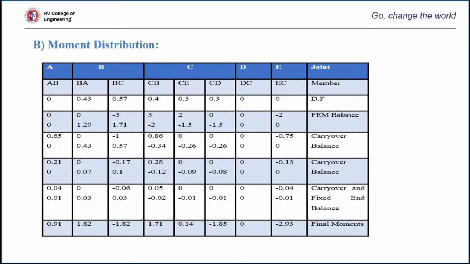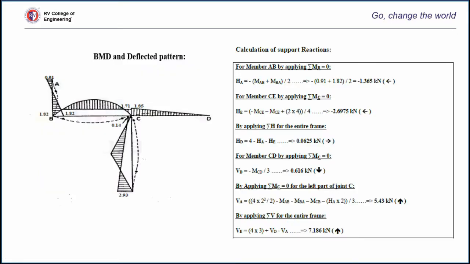And proceeding with the calculation with the carryovers, by applying the distribution factors, we have performed 4 cycles here, and we got the final moments as 0.91, 1.82 and so on, and minus 2.93 at E. And by applying the laws of equilibrium, using sigma MB at AB, sigma MC at CE, sigma H for the entire frame, sigma MC at CD, sigma MC at joint C, and sigma V for the whole frame, you get the support reactions.